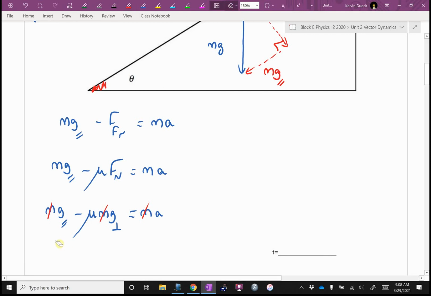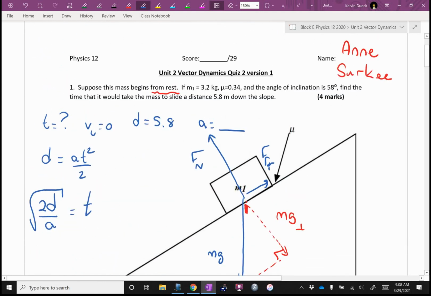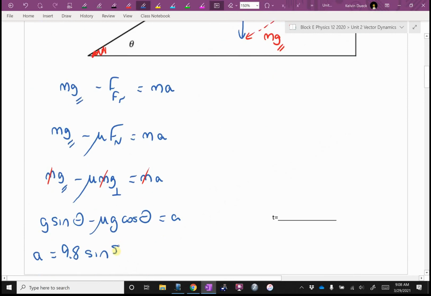So it's going to be g sine theta minus mu g cos theta. There's my acceleration. I got room for one more, I think. Okay. a equals 9.8 sine, what was it, 58 degrees, minus 0.34 times 9.8 cos 58 degrees.